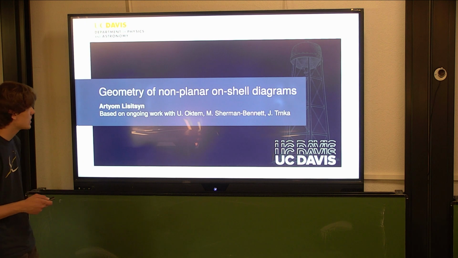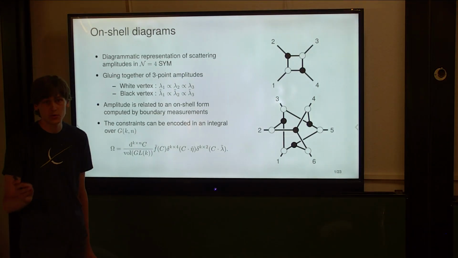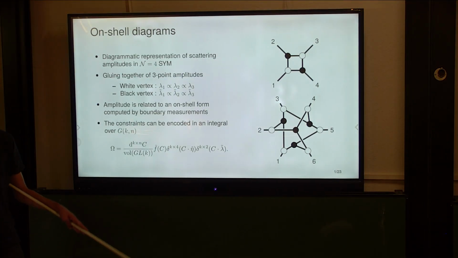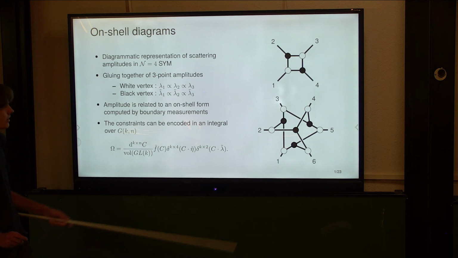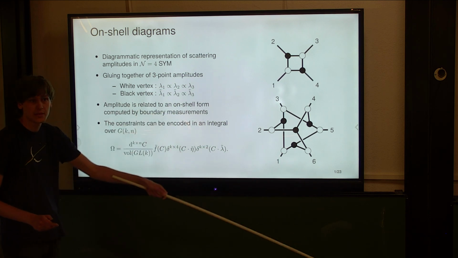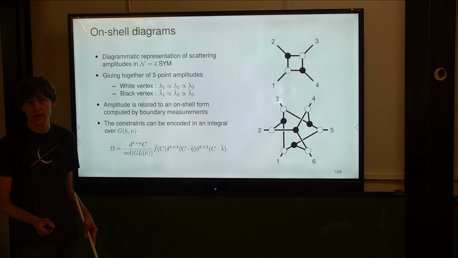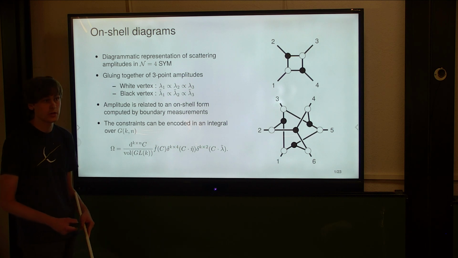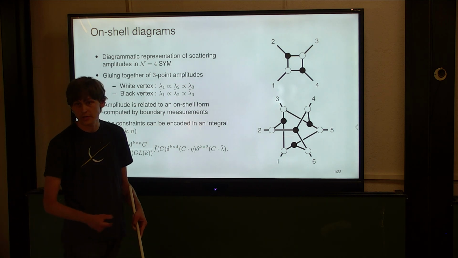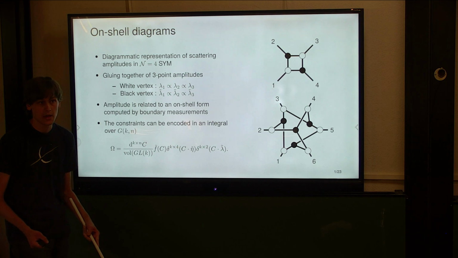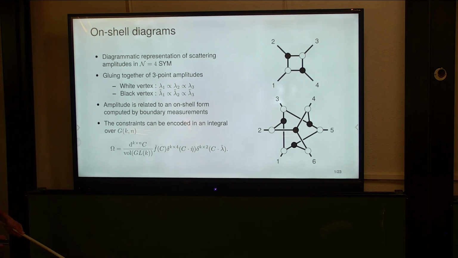In order to get started talking about this topic, first I wanted to review, very broadly, what on-shell diagrams are. On-shell diagrams look something like this, where we have white and black vertices, and they encode information about a particular amplitude. The white and black vertices can be interpreted as putting some constraints on external kinematic data. Here, lambda and lambda tilde are spinor helicity variables with particular constraints.